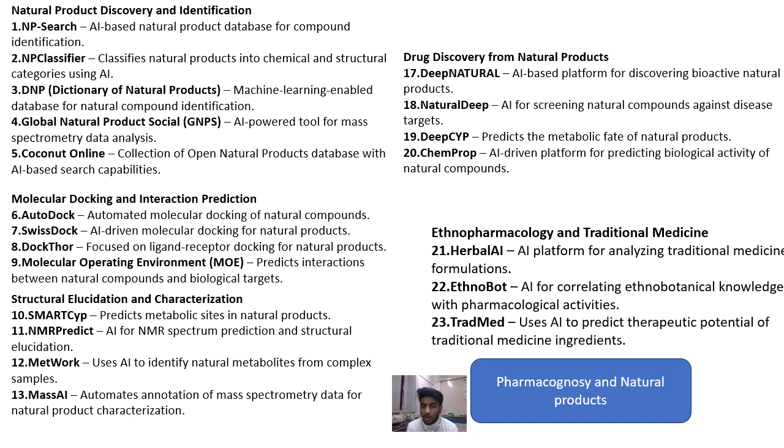Next up, you have pharmacognosy and natural products. Here you have natural product search classifiers. You have a lot of GNPS, Global Natural Products, where you link, and all, Ethnobot, traditional medicine, Herbal AI and all for traditional medicine. Then for drug discovery of natural products, you have DeepNatural, DeepSIP for metabolites, because of metabolite profiling analysis.